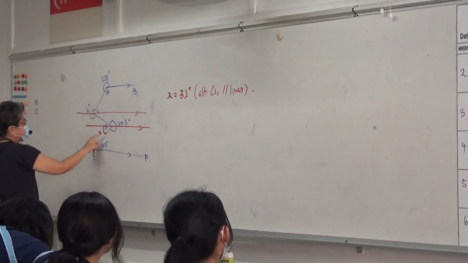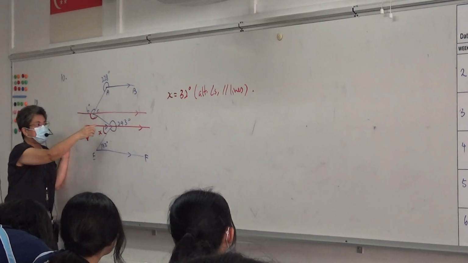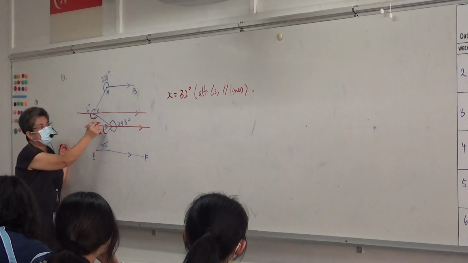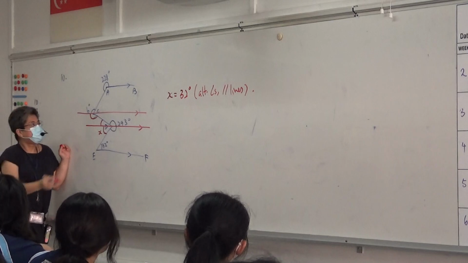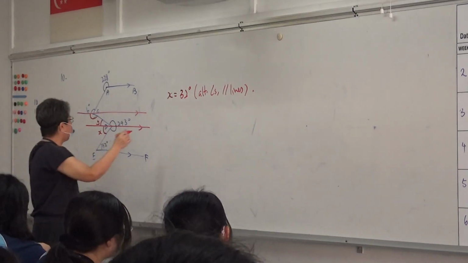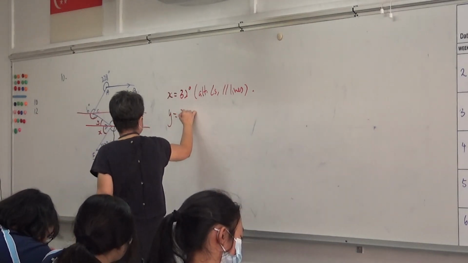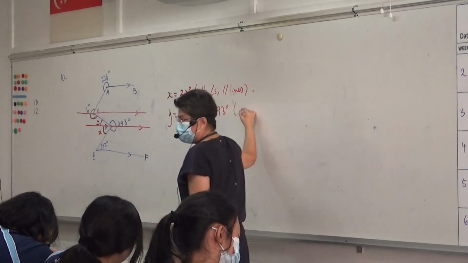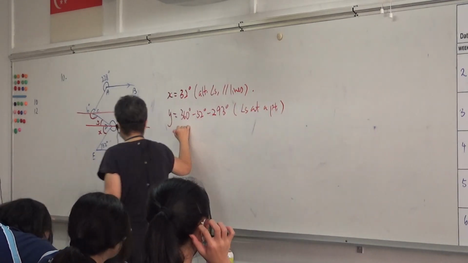Now, if this is 32 degrees, do you agree this is also... not sure? When this is 32, I can find out this one, right? Correct? This is the middle line, right? How do I get the middle line? 360, very good. 360 minus 32 minus 293, right? What do you call this? Angles at a point. Okay, so what is the middle line?